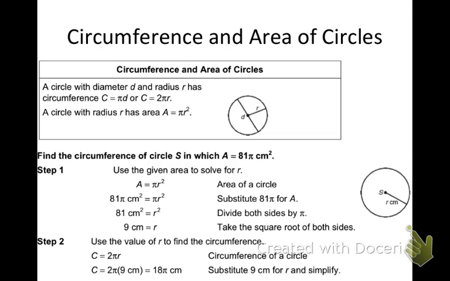Circumference and area of circles. Both these formulas should look familiar. We did it earlier in the year. They are up all around the room. If you look across the posters, there's some formulas up there. Circumference and area of circles.